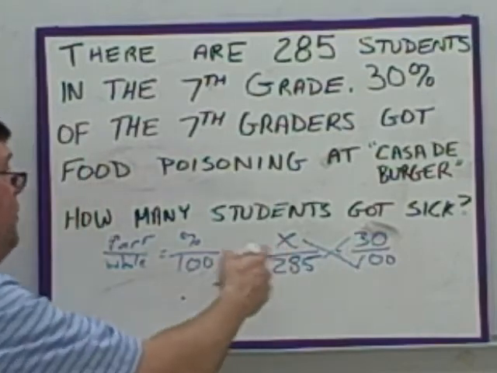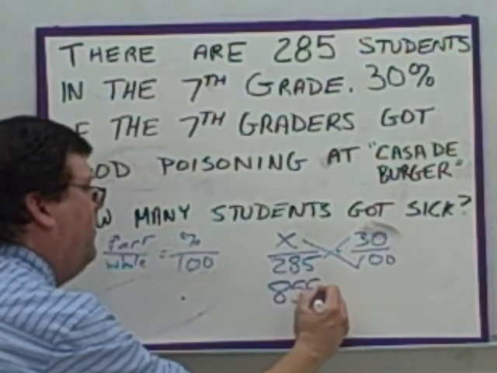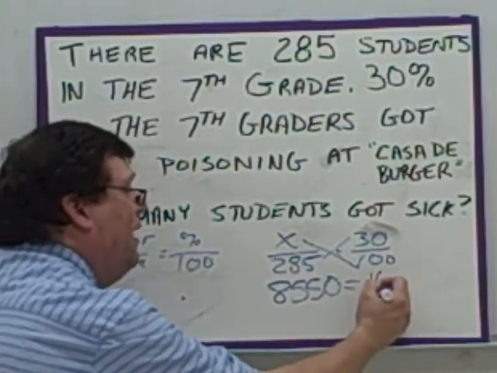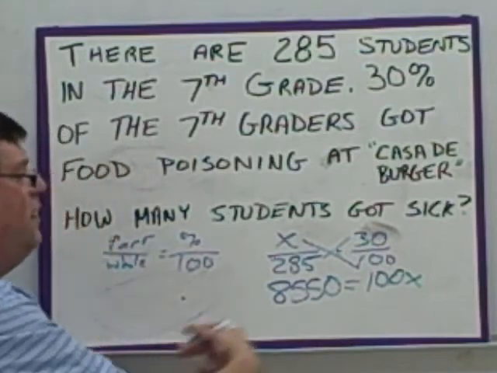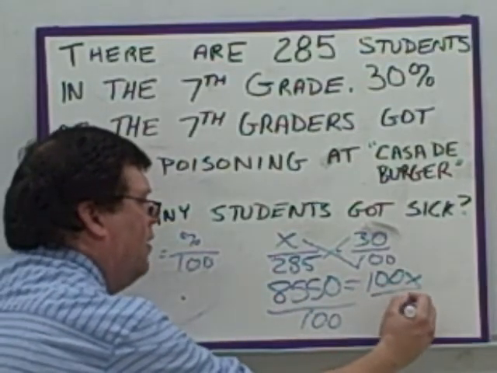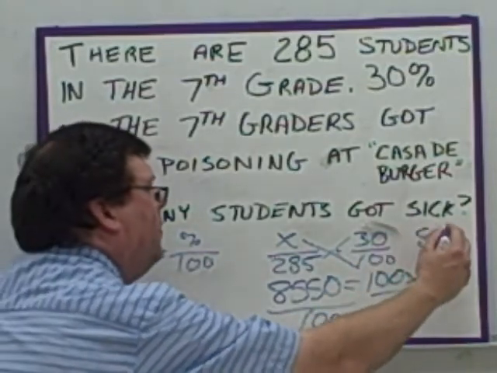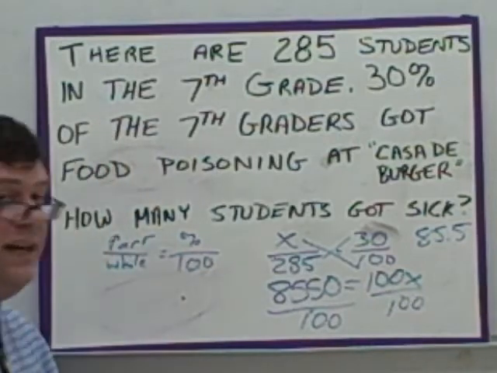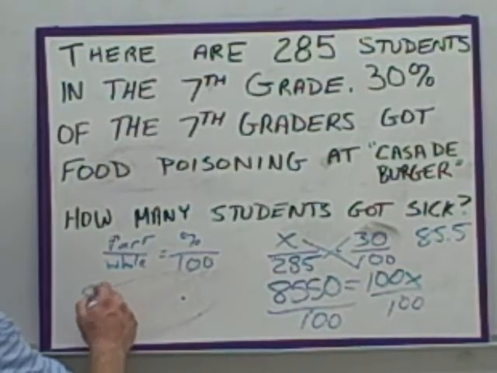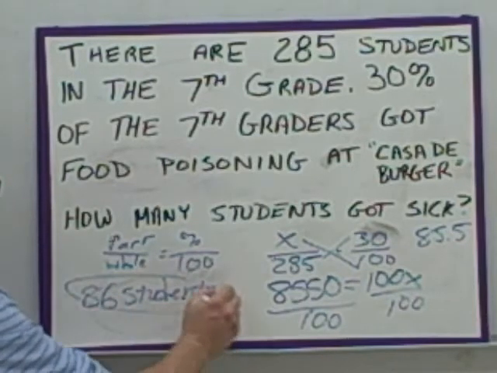Cross multiply. 30 times 285 gives me 8,550. And yes, you can use a calculator to get that. 100 times x gives you 100x. Divide by 100 to solve from here. And you get x is equal to 85.5. Can you have half a student? Not really. So it's 86 students. Round up accordingly there.